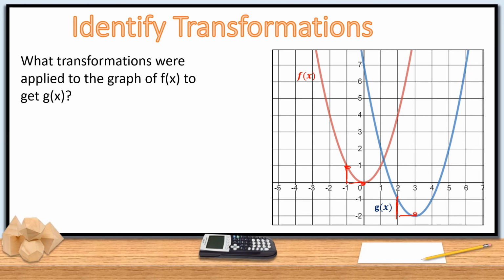How do you go from 0, 0 to 3, negative 2? You have to go right 3 units, down 2. Think about the letters they affect. Right 3, that's our h. Down 2, that's our k. So g of x is f of x. Now we want to go right 3, so it's going to be x minus a positive 3, and then down 2, minus 2.